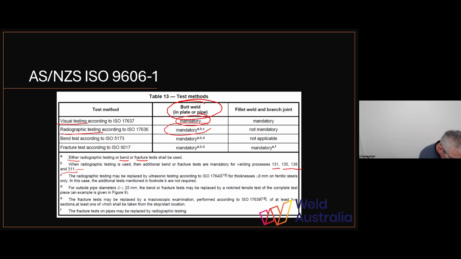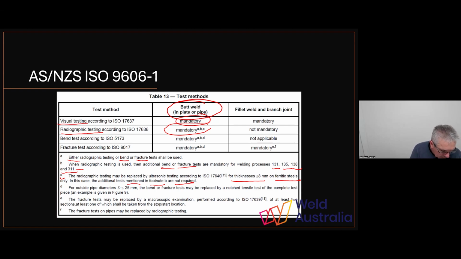But then it's got C, radiographic testing may be replaced by ultrasonic testing but we must have a thickness equal to or greater than 8 mil. It's got to be ferritic steels. And in that case, the additional tests mentioned in footnote B are not required. So let's say we've gone radiographic, okay? It just means we're not required to do bends and fractures if we go down that pathway.